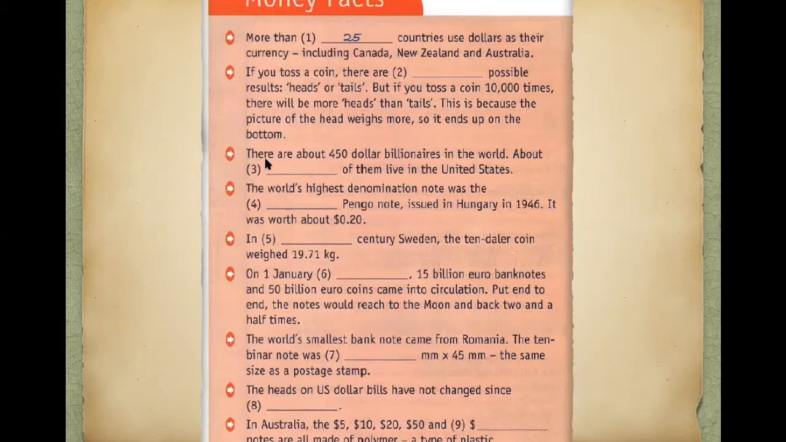So the next money fact. There are about 450 billionaires in the world. About how many billionaires do you think? Well, 150. Yes, 150 of them live in the United States. 450 billionaires, 450 billonarios en el mundo, and 150 of them live in the United States.